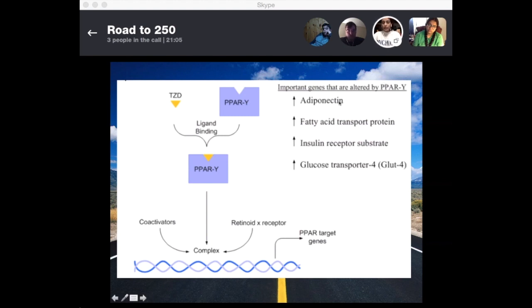So important genes, I thought this was good to make note of. Genes that are altered by this receptor are increased adiponectin, increased fatty acid transport protein, increased insulin receptor substrate, and then increased GLUT4. So that's what I have for the thiazolidinediones. What are some of the drug names for this class? Pioglitazone and rosiglitazone. Yeah, it was on the previous slide, but yes, pioglitazone and rosiglitazone.